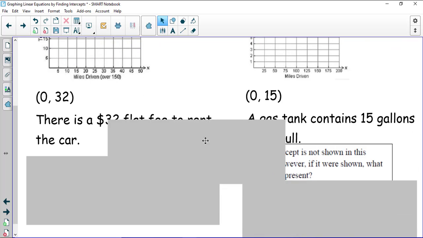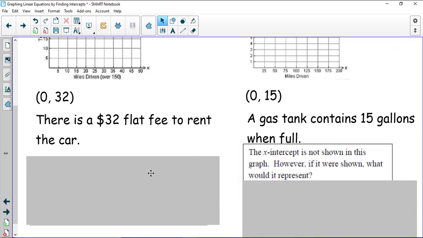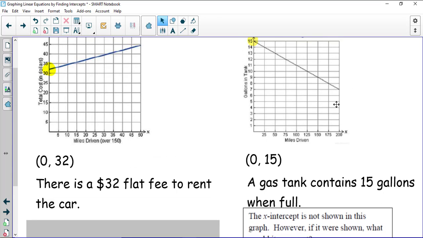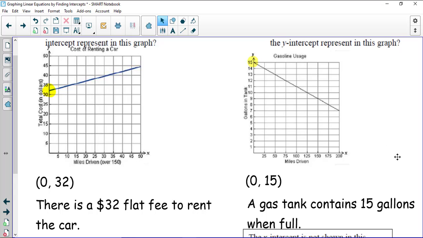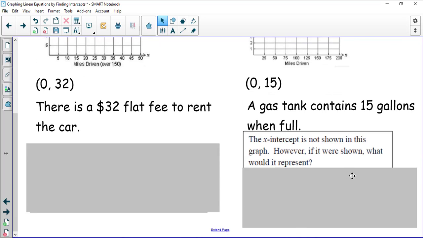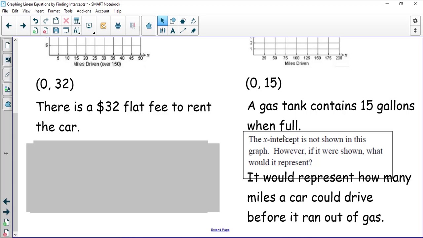So what I said that this would represent is that a gas tank contains 15 gallons when full, or a full gas tank contains 15 gallons of gas. Now, it does say that the x-intercept is not shown in this graph. It would be off of this graph. But if it were shown, what would it represent? Well, if we have a y value of 0, it would mean 0 gallons in the tank. So what this would represent is how many miles a car could drive before it ran out of gas, meaning that it has 0 gallons of gas left.